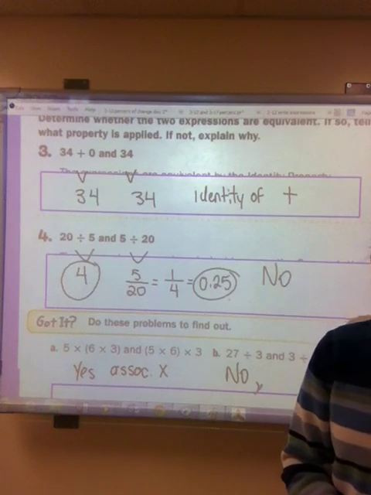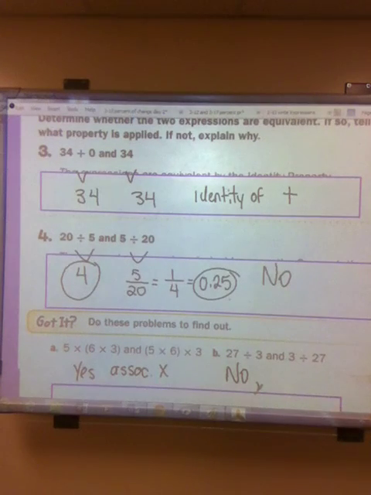Come prepared tomorrow to do some more practice with identifying properties and using them to make math simpler.